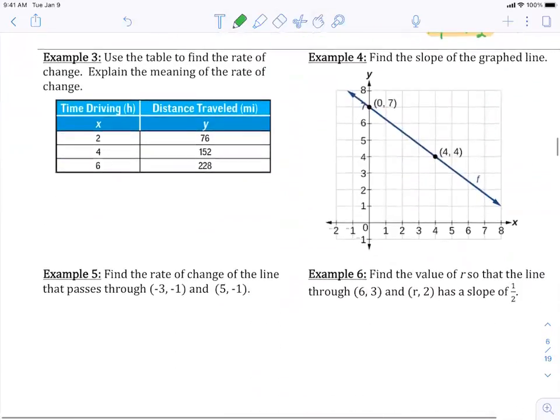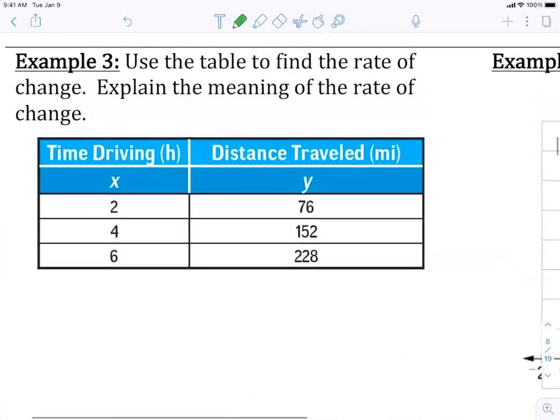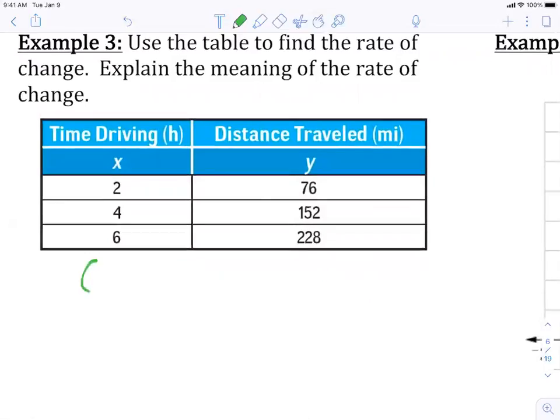So let's actually go about and calculate a slope. Let's get into the fun stuff. For example, for this first problem, if I said in example 3, use the table to find the rate of change, that just tells us that we have to find our slope for this problem. And to find slope, we need to know 2 given points.